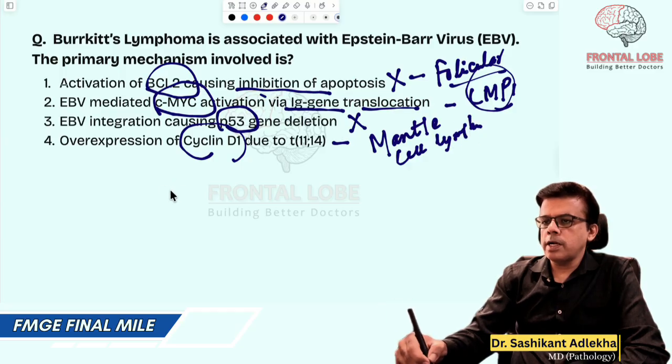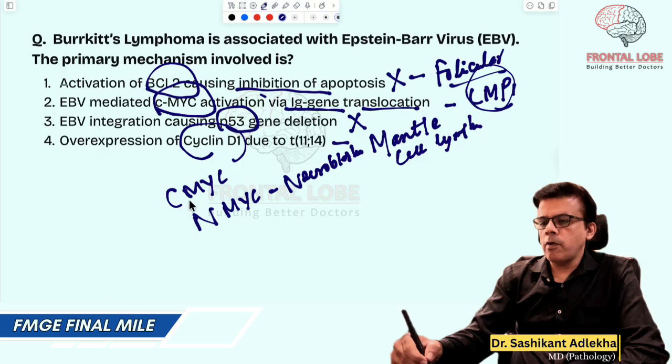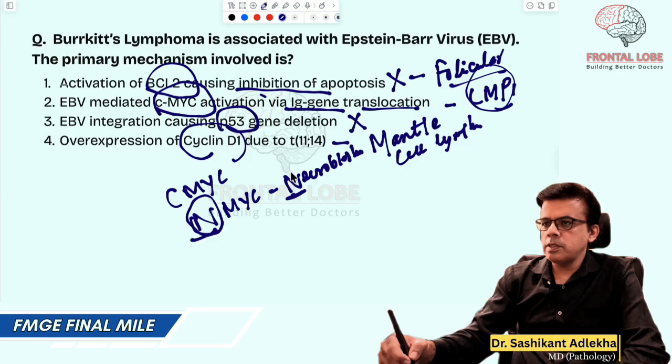Also an important thing to note is that apart from c-MYC, there is N-MYC. N-MYC is characteristic for neuroblastoma. So the important thing: c-MYC for Burkitt's lymphoma, N-MYC for neuroblastoma, N for neuro. So you can easily remember that N-MYC stands for neuroblastoma. So the answer we derived is c-MYC. The B option is correct: EBV mediated c-MYC activation. EBV integration causing P53 gene deletion is not the prime mechanism. This is the correct answer.